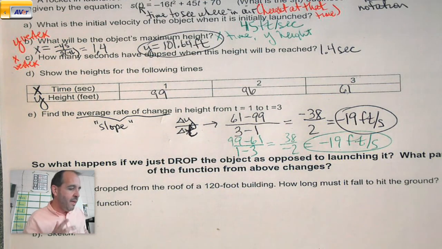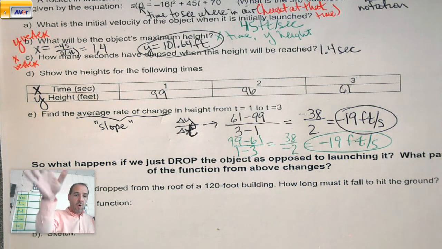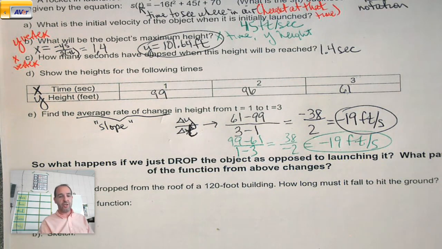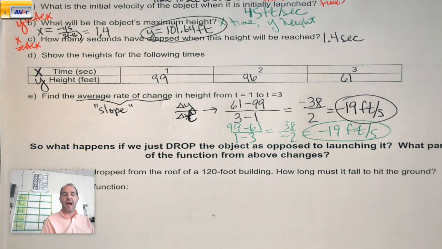So that's when we're launching something. So throw it would be in this, launch. I can't think of any other fancy words for launch or throw here. But there's one other option that comes in. So what happens if we just drop it? What happens if I'm just standing on the roof? Hopefully not. Just drop it. Does that change the initial velocity and things like that?